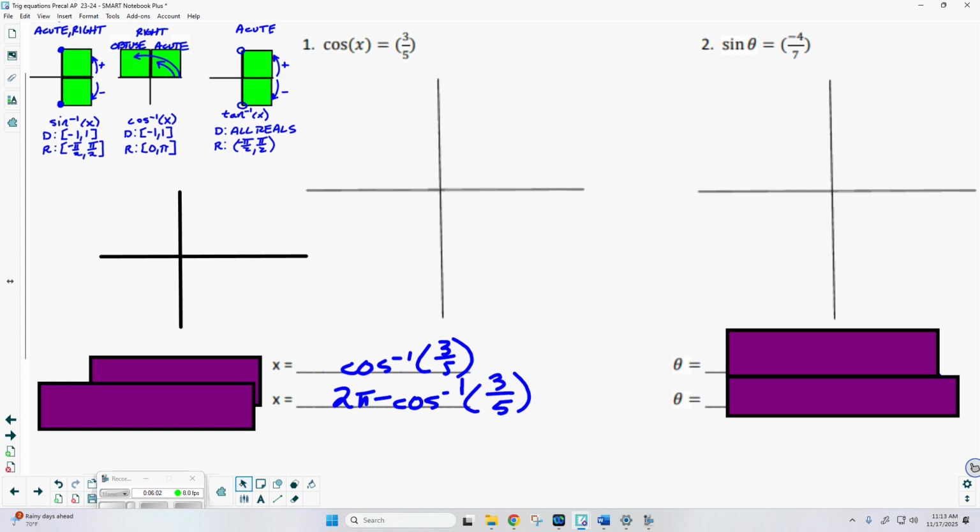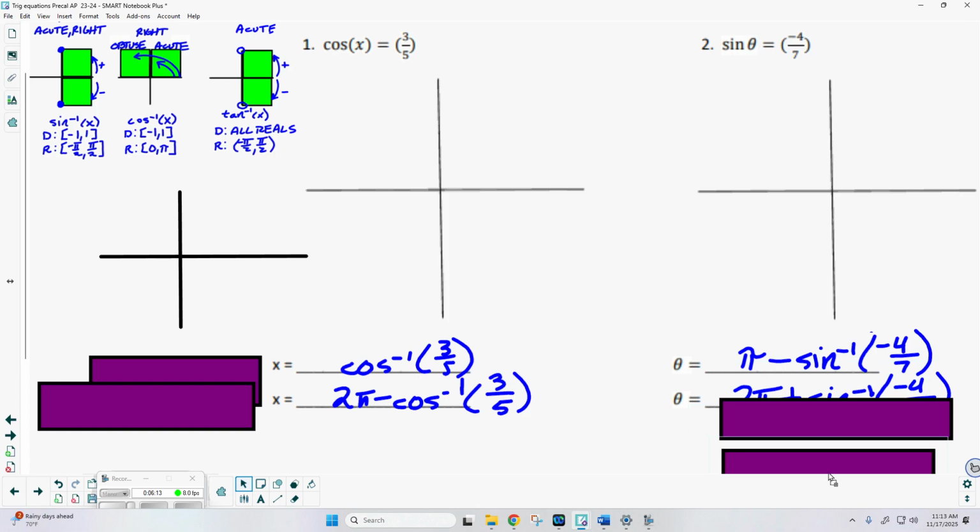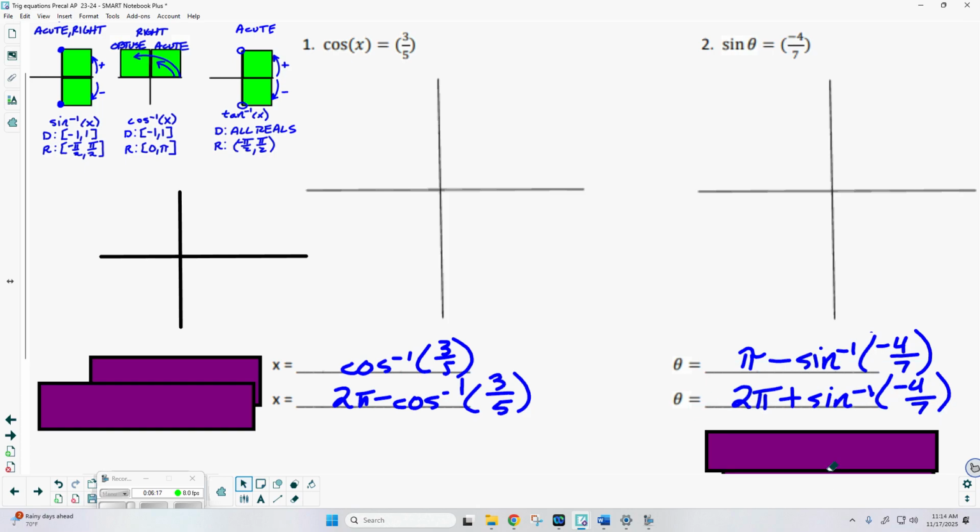Anybody at all? Okay, cool. And number two, sine of theta equals a -4/7. Here's what I got. Pi minus sine inverse of a -4/7, and then 2 pi plus sine inverse of a -4/7.